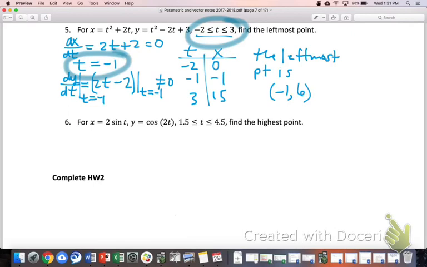All right. So, could you guys handle number 6, looking for the highest points, giving you that interval from 1.5 to 4.5, and it wants to know the highest point. So this will be our last one for these. So give it a shot.